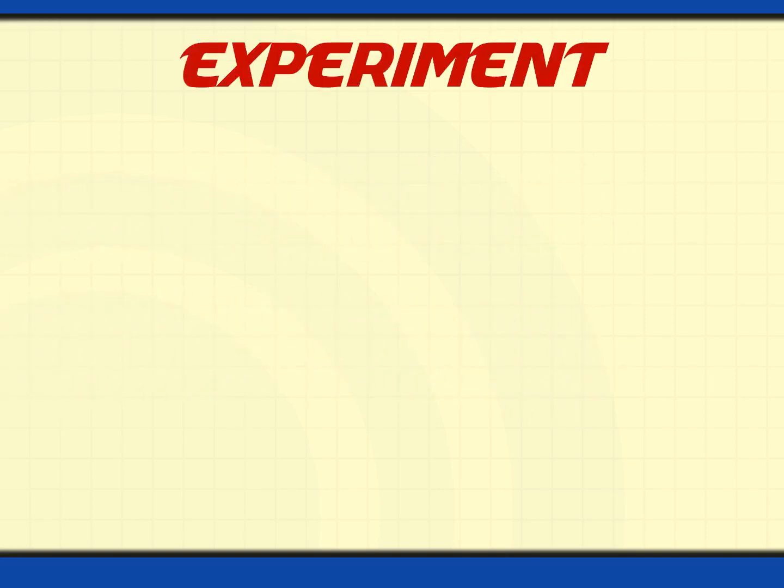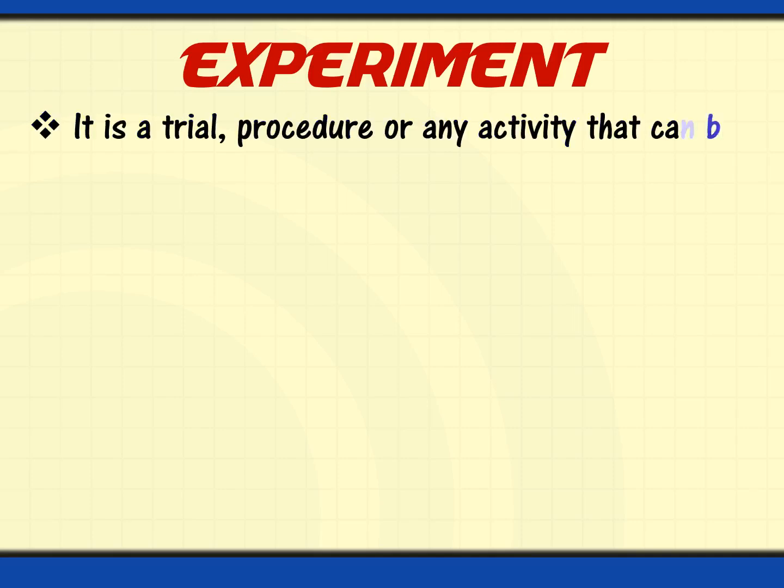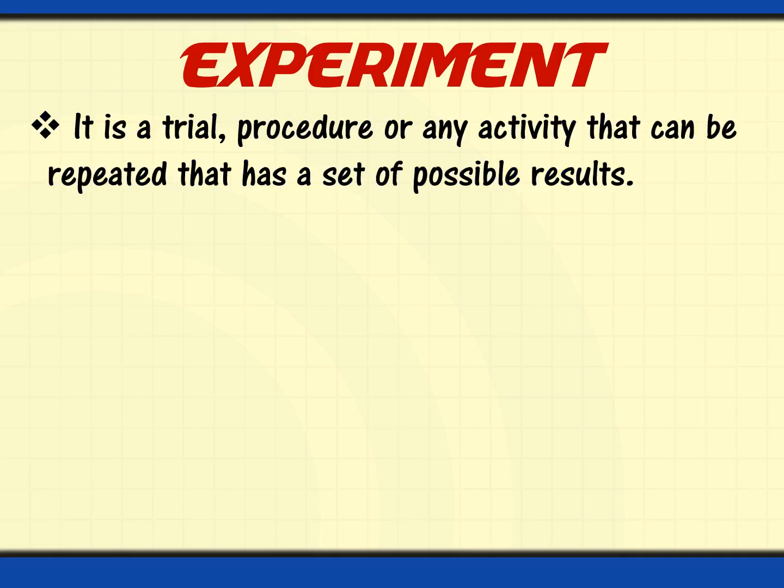Before we proceed to our main discussion, let us define first experiment. So what is an experiment? In the field of science, we refer to experiment as a procedure designed to test a hypothesis, or to make a discovery, or to demonstrate a known fact, which is part of the scientific method. Now, in mathematics, we define experiment as a trial, procedure, or any activity that can be repeated and that has a set of possible results. Now, take note of the word repeated.